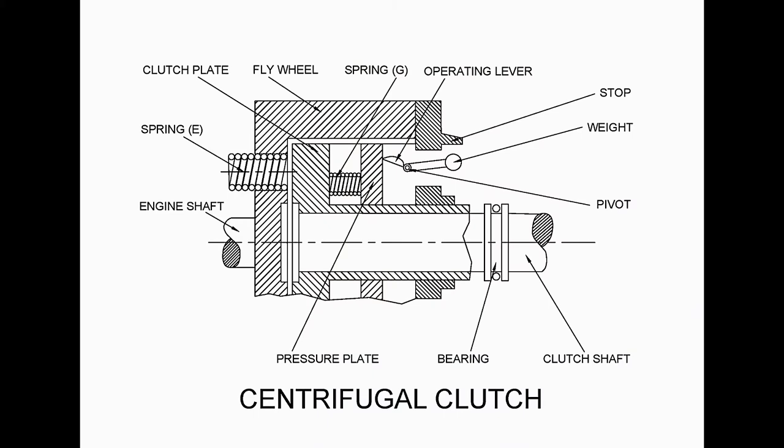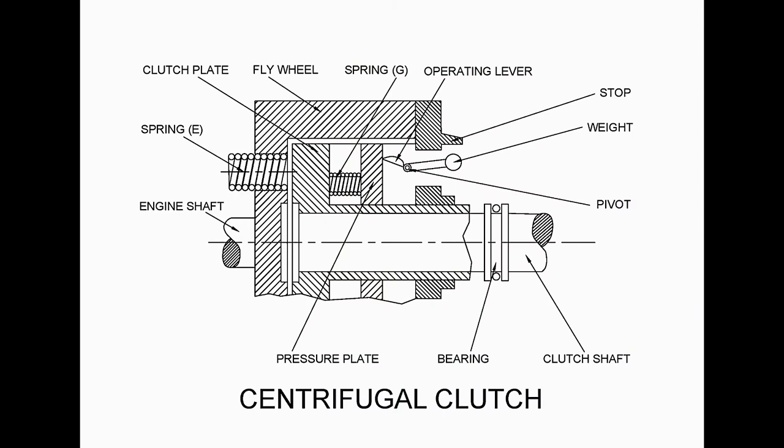Namaste friends. While discussing clutch till now, we have seen that force is required to disengage the clutch. To engage the clutch, we have force exerted by spring. The driver is required to press the clutch pedal to disengage the clutch. When the clutch pedal is released, the clutch is engaged, and the force exerted by spring causes the transfer of motion to clutch shaft. Now we will be talking about centrifugal clutch.